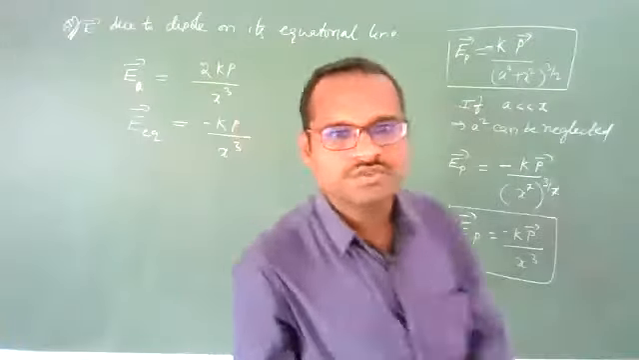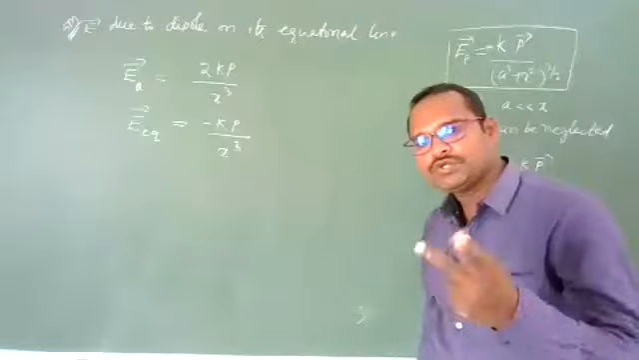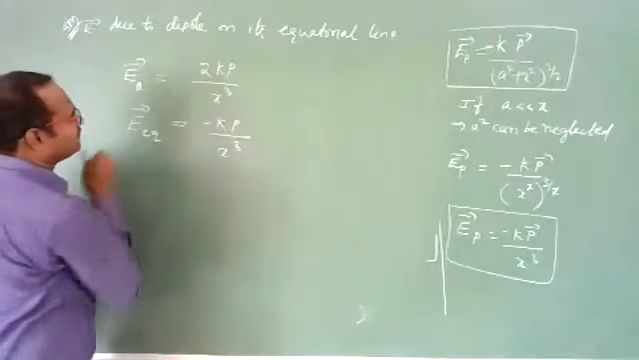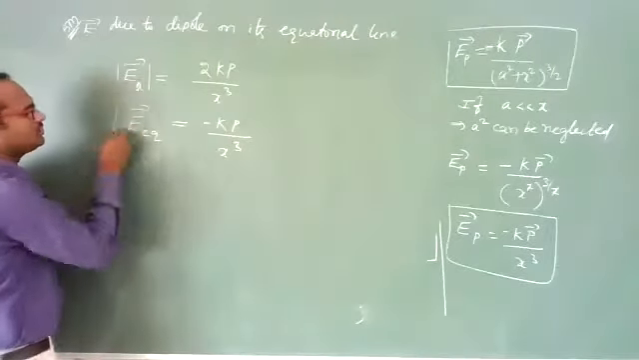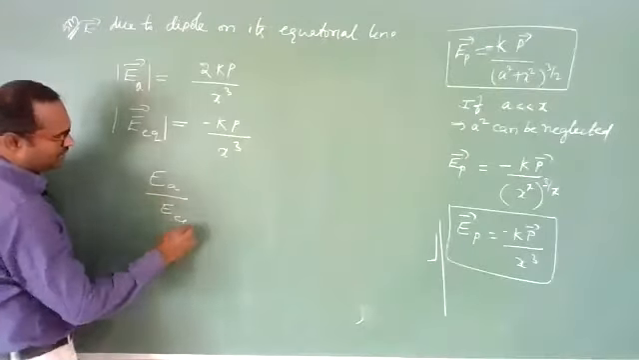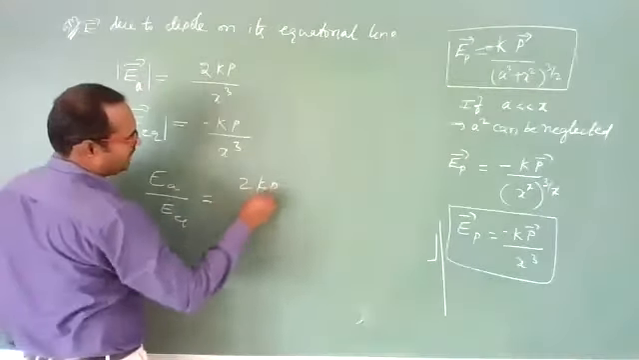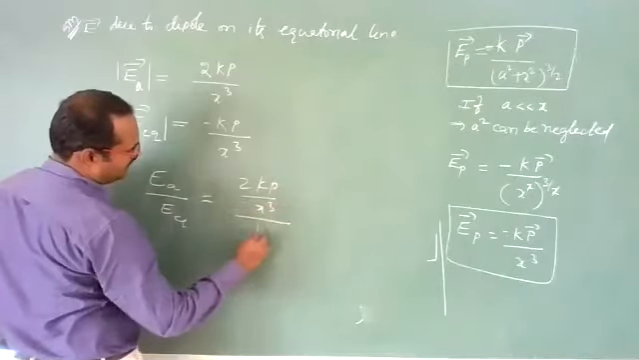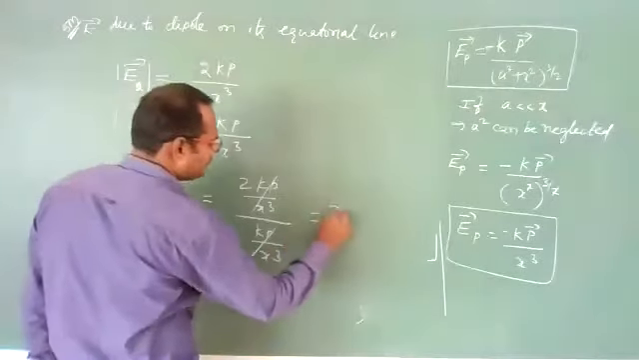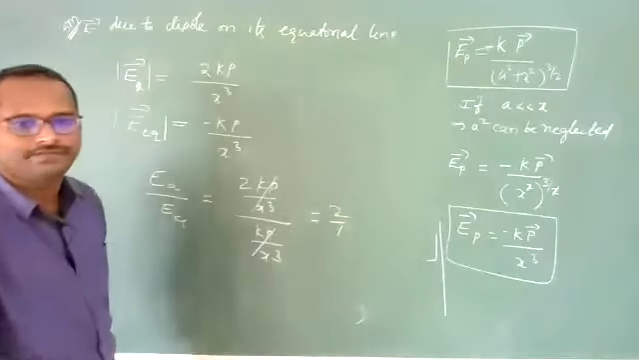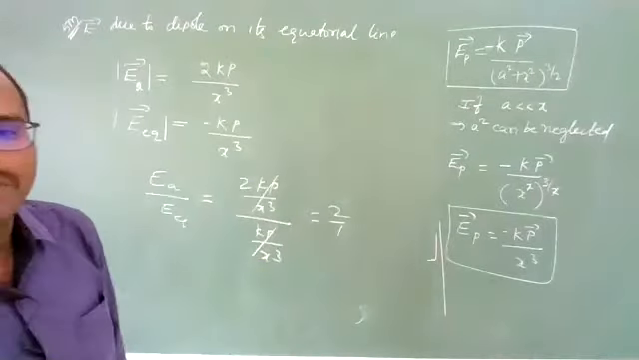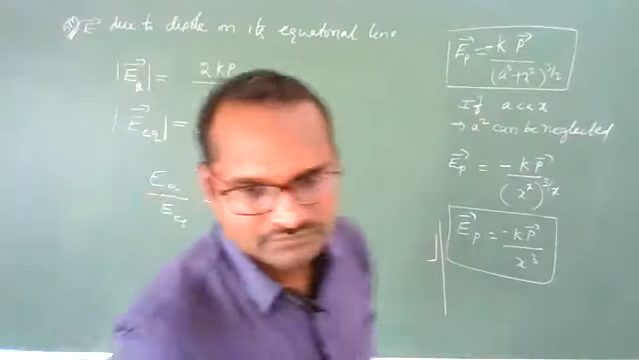Okay. Sometimes they may ask you what is the ratio between the electric field due to a dipole on the axial line and the equatorial line. Magnitude of the ratio, how much? If you take the ratio E axial by E equatorial, it is 2kp by x cube divided by kp by x cube. The kp by x cube terms cancel, you get 2 by 1, meaning a 2:1 ratio. Remember this point also. Clear, students? Okay.